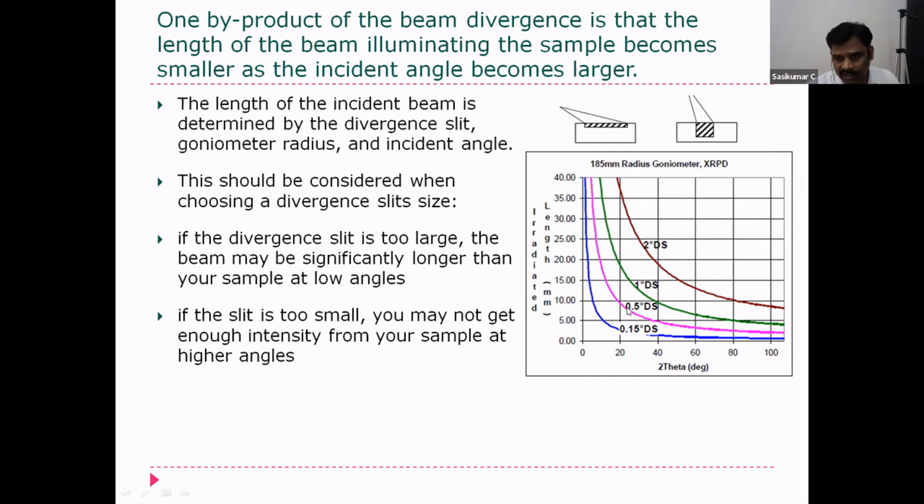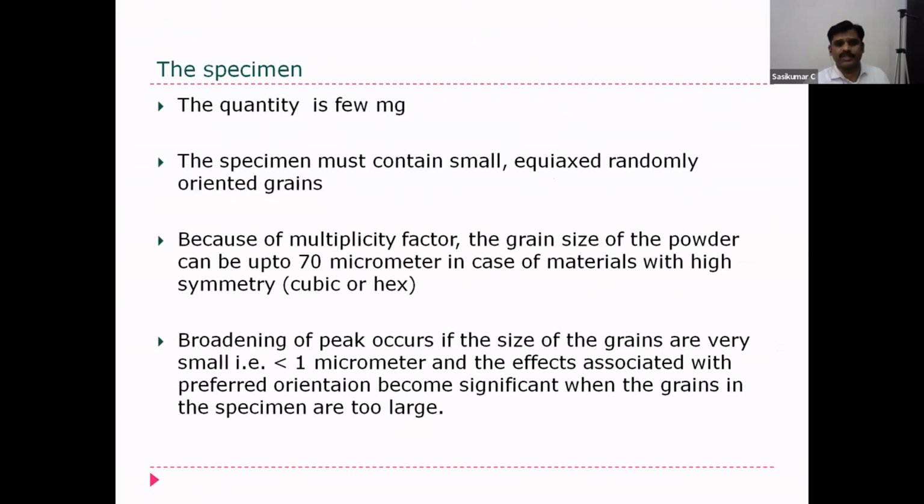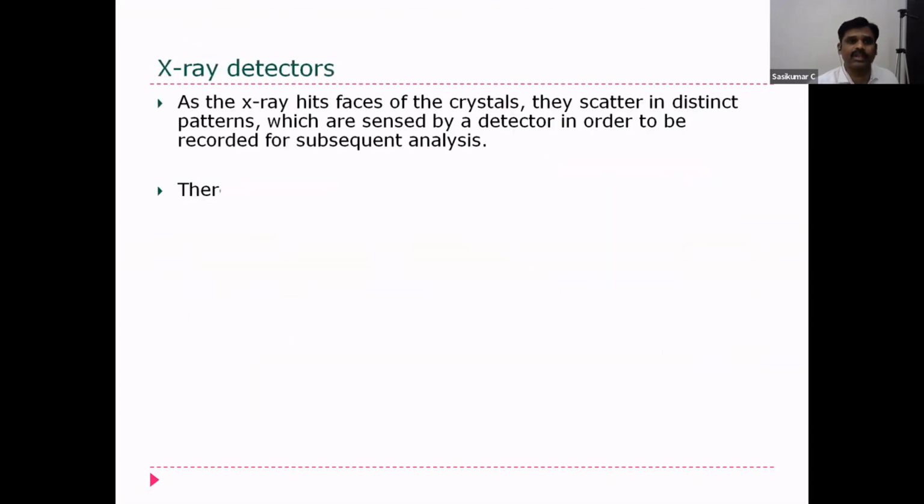And if I use a divergence slit of 1 degree, then you can see that it is about 15 mm. So accordingly, the area of the specimen irradiated will be different. So how much amount of material are we going to use? Only a very few milligrams of sample.